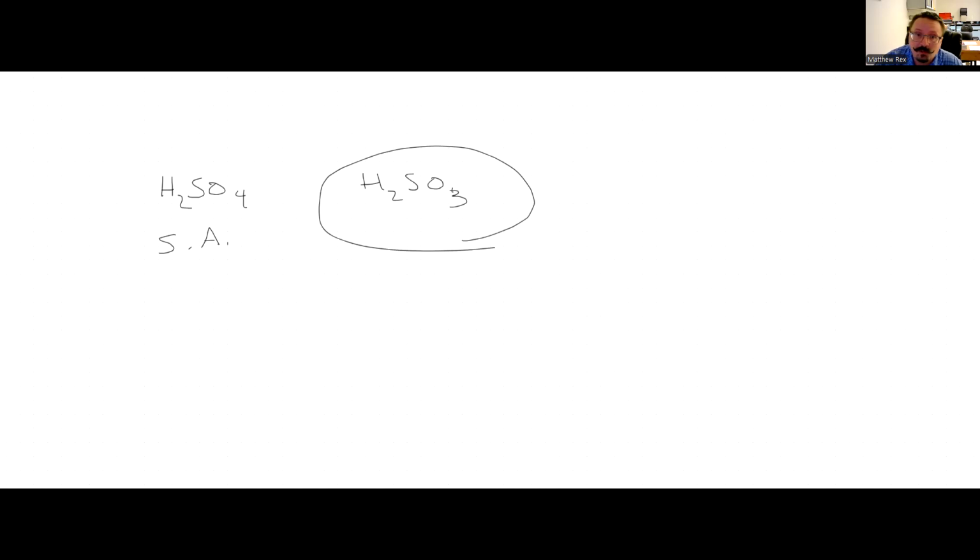Identify the weak diprotic acid. Diprotic means it has 2 acidic hydrogens. There are only 2 options here that have 2 acidic hydrogens, H2SO4 and H2SO3, so you have sulfuric acid and sulfurous acid. Remember that sulfuric acid is a strong acid, one of our 6 strong acids, so it's not the weak one. That makes sulfurous acid our weak diprotic acid in this instance.